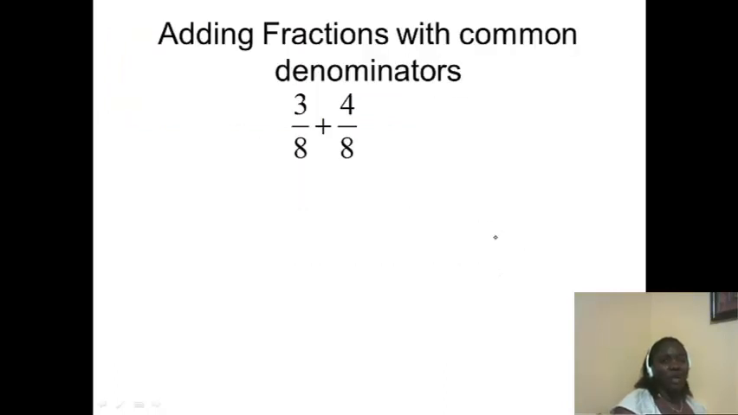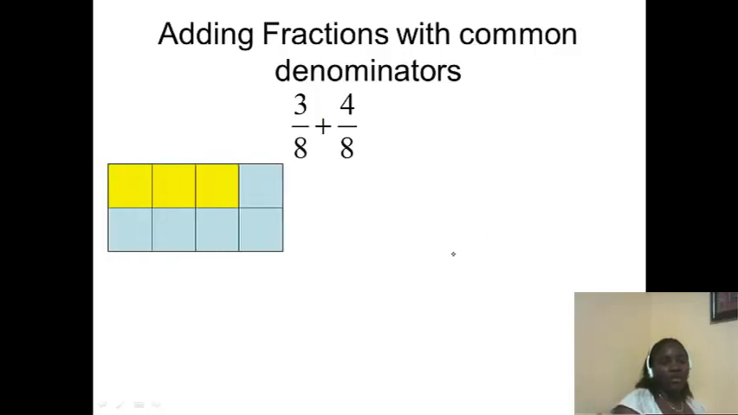Adding fractions with common denominators. Example, we have 3/8 plus 4/8. Let's go ahead and model 3/8. Remember that the denominator tells you how we cut the pizzas, but since we are using bars, let's say this is a Hershey bar. So it's cut into 8s. Here we have 8 spaces, and we take 3 out of those 8.